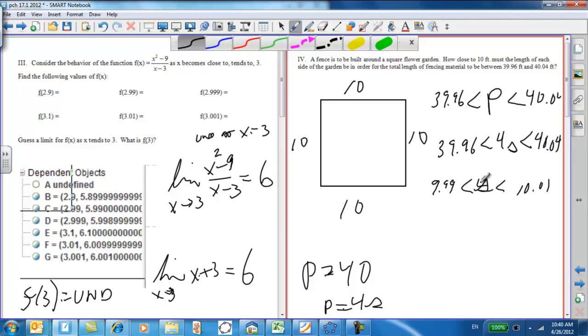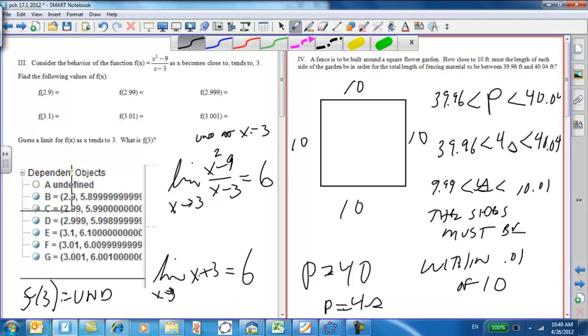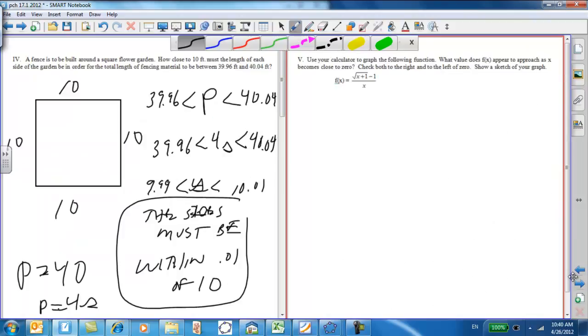So basically, the sides must be within 0.01 of 10 in order to get the total perimeter within 0.04 of 40 feet. And that's going to give us an idea later on when we talk about epsilon delta proofs. But now let's get back to this again.